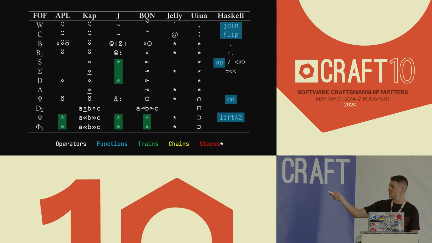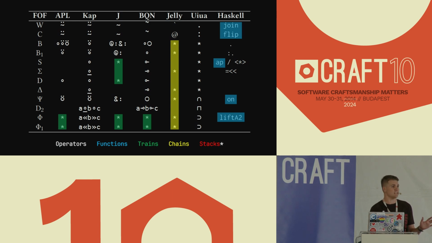Then we've got trains. This is green. You can see that APL, CAP, J, and BQN all have trains in their languages. Then in Jelly, we have chains. I haven't encountered chains in any other language other than Jelly. And then Uiua, which was just released in September of 2023.